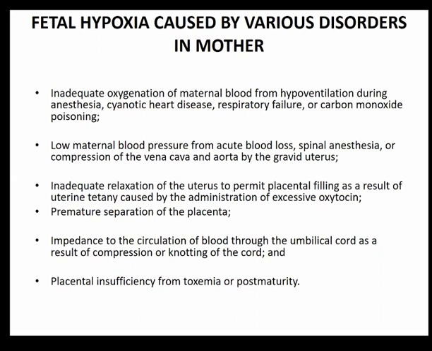Impedance to the circulation of blood in the umbilical cord as a result of compression or knotting of the cord. You can get a history of cord compression, nuchal cord, and all these things. Vessel insufficiency may be due to toxemia and post-maturity. So post-maturity doesn't mean that the child will be good. If it has crossed 42 weeks, there is a chance of asphyxia because there will be placental insufficiency in these patients.